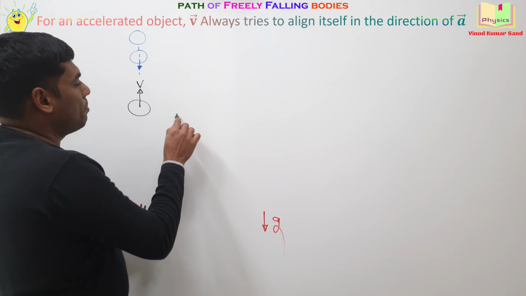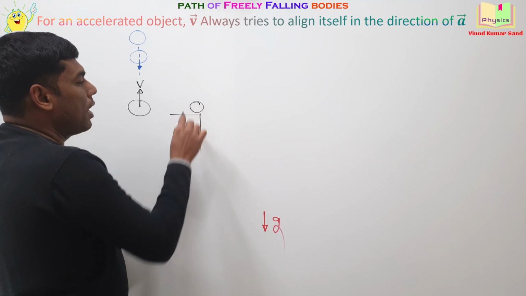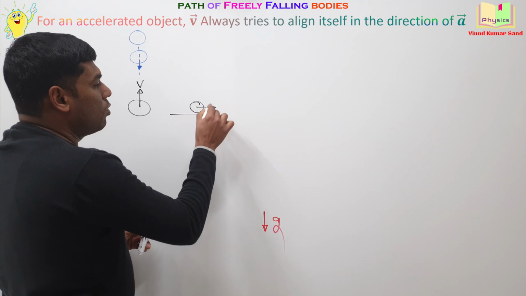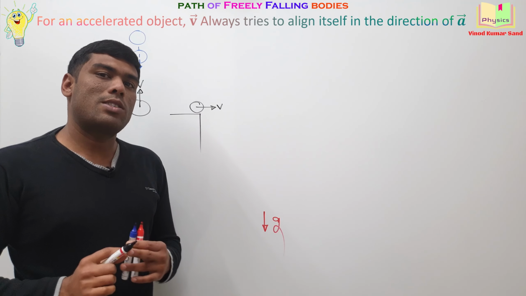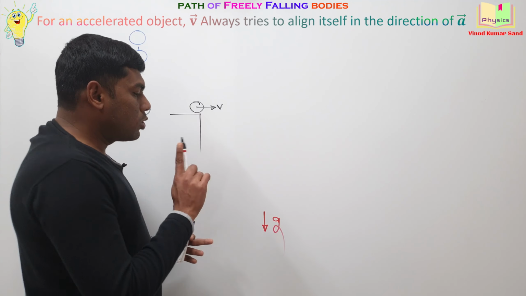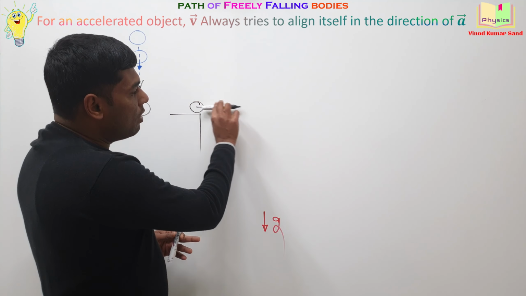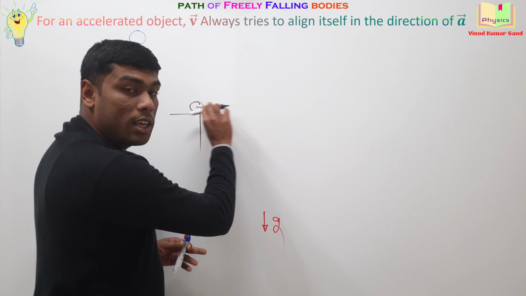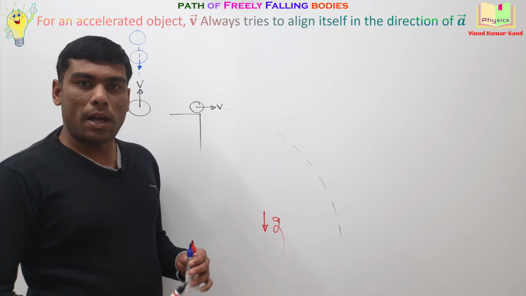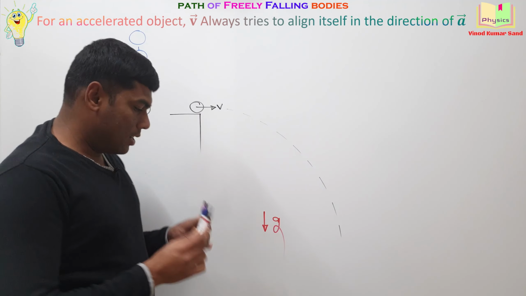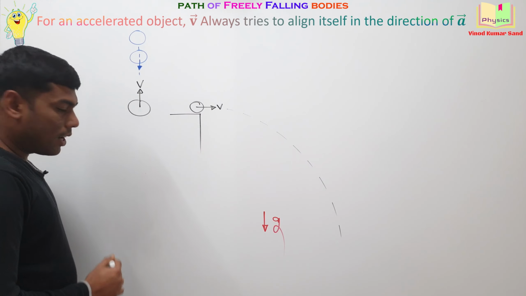Taking up another example. Suppose from some height, a ball is thrown horizontally with some velocity v, and someone asks you what is the path of this ball. You should check only one thing. V vector will try to align itself along the a vector. So the path of this ball will be parabolic. Getting it?